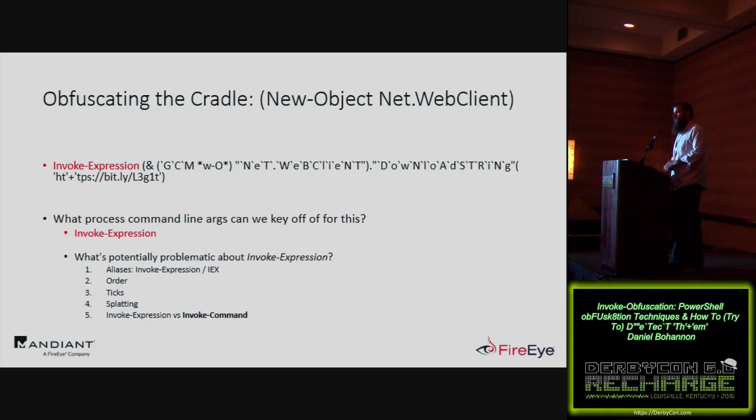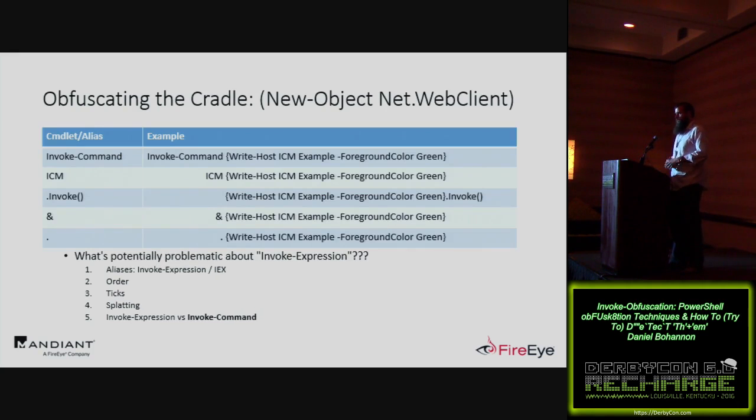Now, typically you see invoke command used to run a process on a remote system. However, if you don't specify a remote system, it runs on your system. So what's the difference? Invoke expression invokes an expression. We look at it like a string, right? Invoke command will execute a script block. And it is also quite robust. You have invoke command, ICM, you have .invoke parentheses, and you also have the dot and ampersand invoke operators.